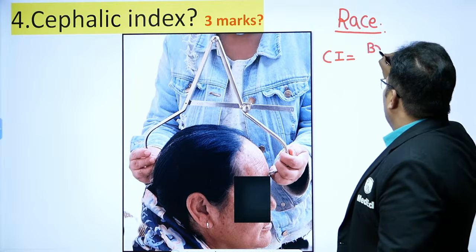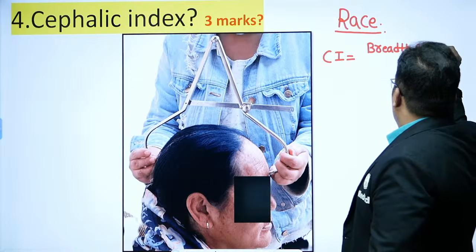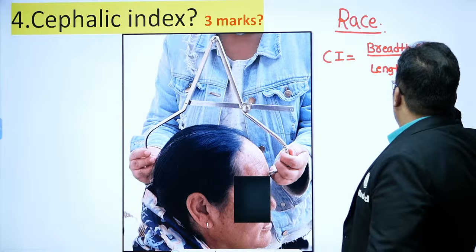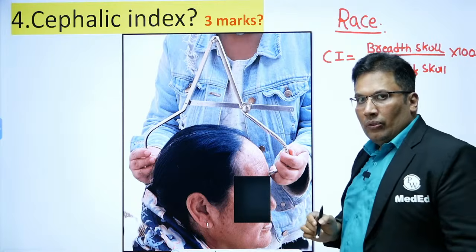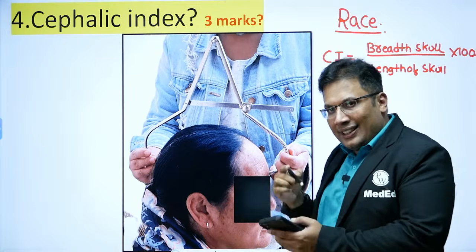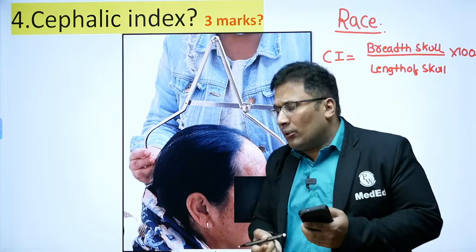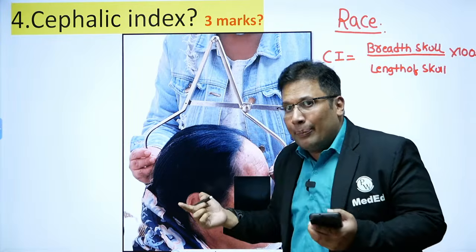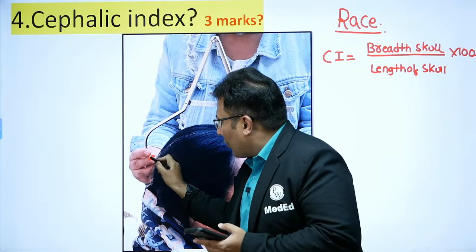breadth of the skull divided by length of the skull multiplied by 100. Now you can notice, this is applicable in a living person, even a dead person, even in skeletal remains also. So what is this? This is basically spreading calipers, and what you can see here, this is glabella and this is occipital protuberance.